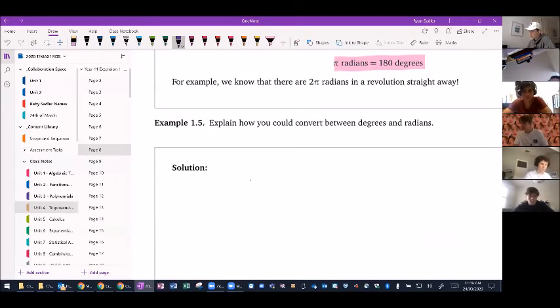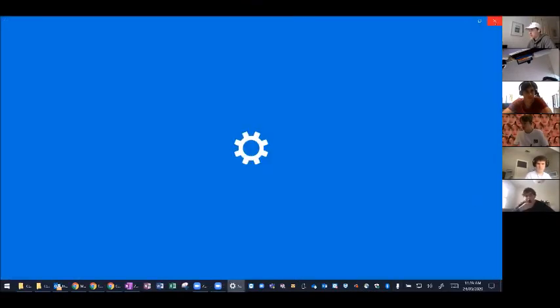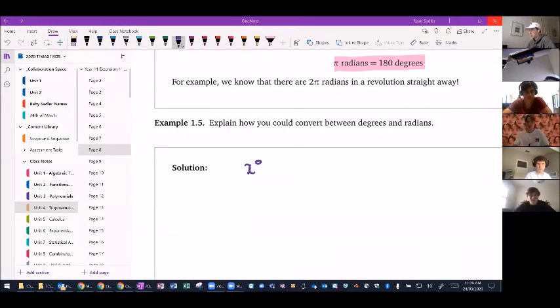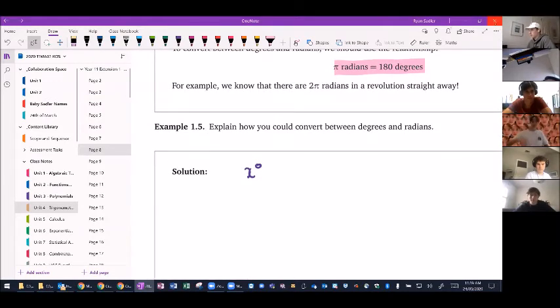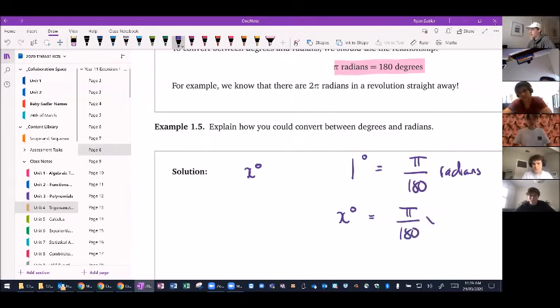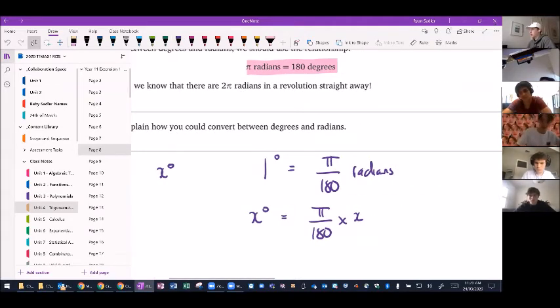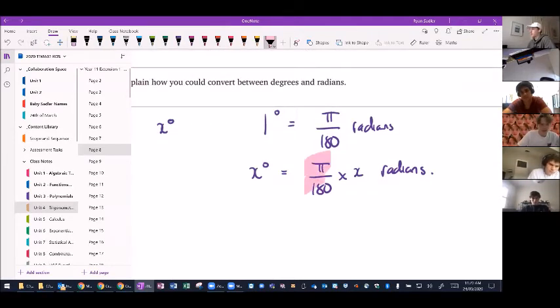But let's say, for instance, you have an angle that is in x degrees, like this. x degrees is how much we have. What we want is that in radians. Well, if pi radians equals 180 degrees, then 1 degree is equal to pi over 180 radians. So x degrees is going to be equal to pi over 180 times whatever that value is, in radians. So the conversion is essentially this bit here, multiplying by pi on 180.